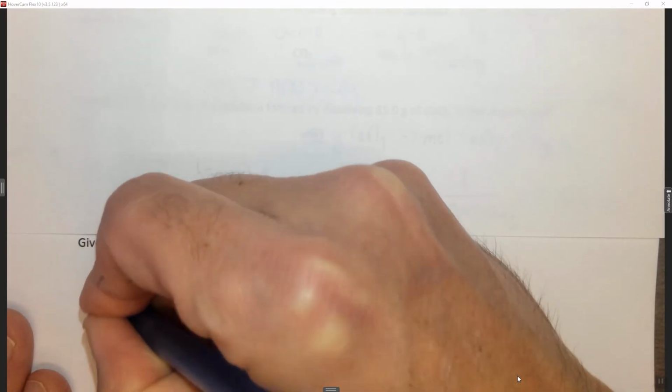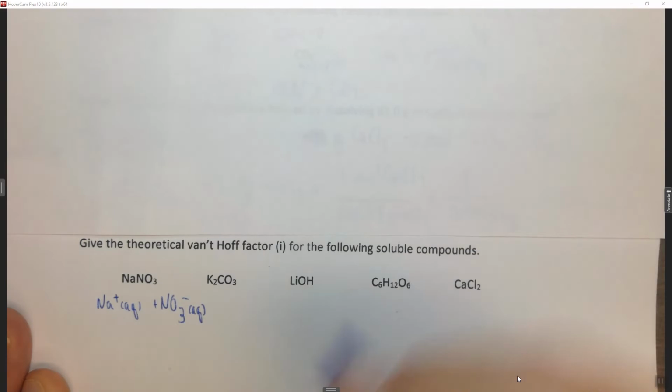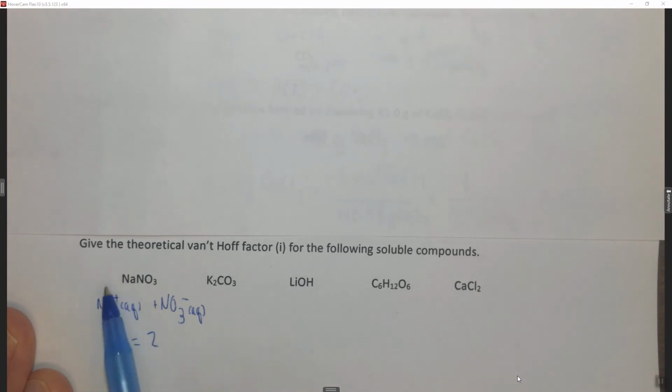If we were to dissolve NaNO3, it would break up into Na+ (aq) and NO3- (aq). And I talk about that more in question 3. So here, i is equal to 2, because if I dissolve one of these, I get 2 things in solution. For every mole of this, I get 2 moles of species in solution.